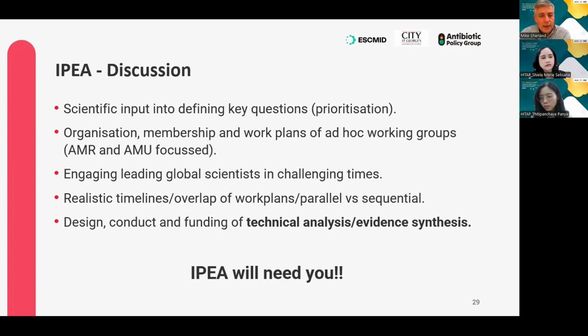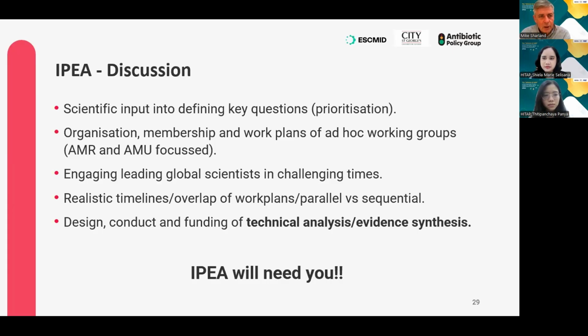How can we engage these leading global scientists in challenging times? At the moment, there's a real problem. There's a shortage of funding in this area, shortage of funding in all scientific areas, and people need to focus on all other aspects of their work. And what is the realistic overlap of the work plans? What can be done in parallel? What should be done sequentially? Particularly around the design, conduct, and funding of this technical analysis and evidence synthesis.